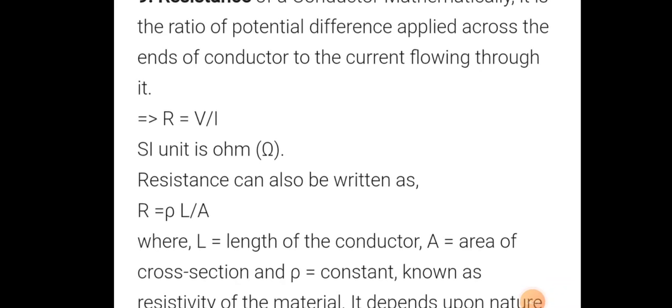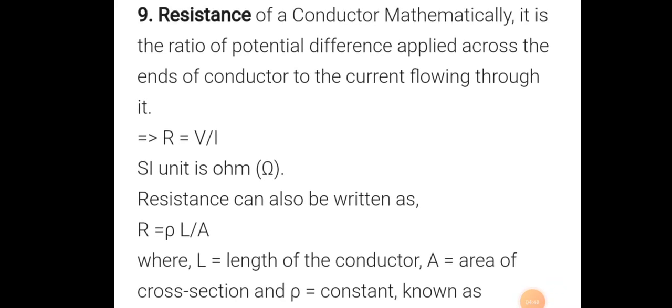Now, what is R? R means resistance. Resistance of a conductor, mathematically, is the ratio of the potential difference applied across the ends of the conductor to the current flowing through it. In another way, resistance is the obstacle in the flow of the current. R equals V upon I, SI unit is ohm.